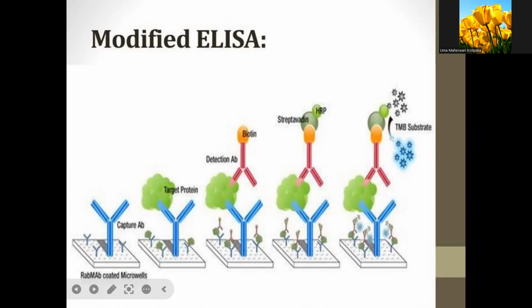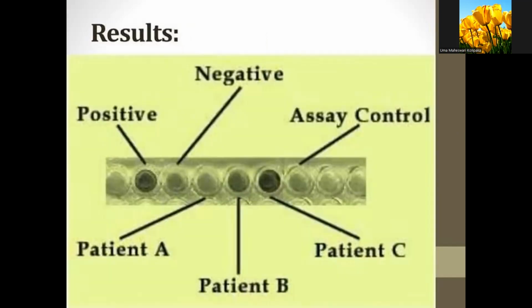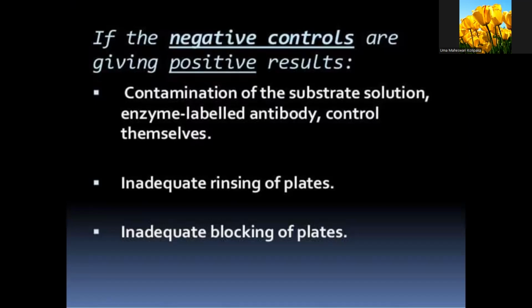This is modified ELISA. Reading: measure the absorbance at 450 nanometers with the help of an ELISA reader. Calculate the absorbance for each sample and reference. Ascent software for the calculation of results can be used. So results may be positive, negative, or assay control. So different samples we can take, and we can detect the presence of antigen or antibody, so that we can come to know the diagnosis of the disease.